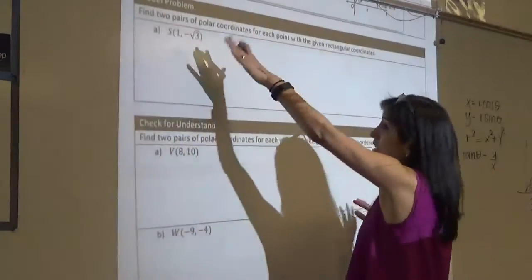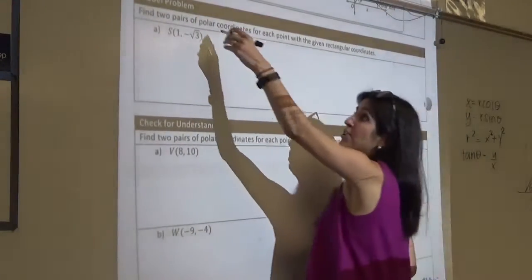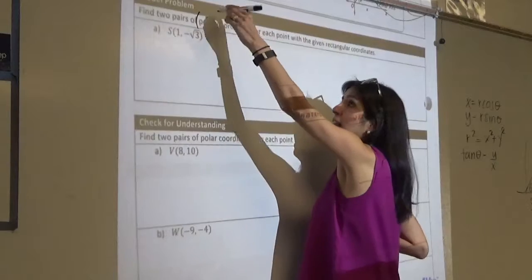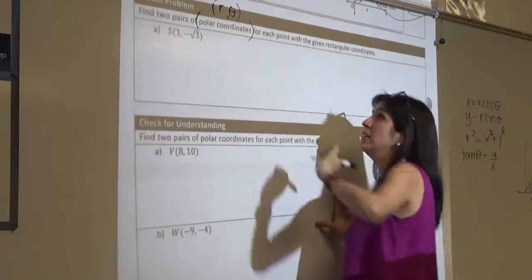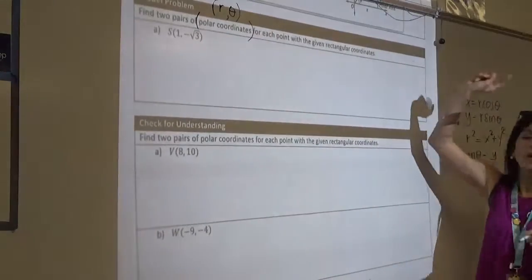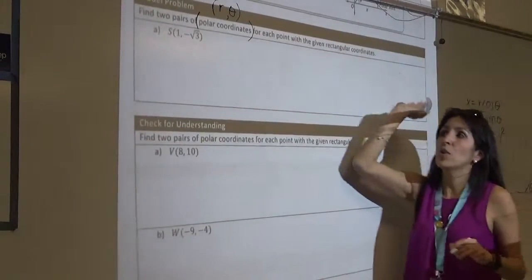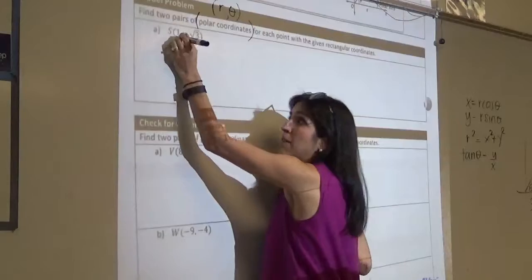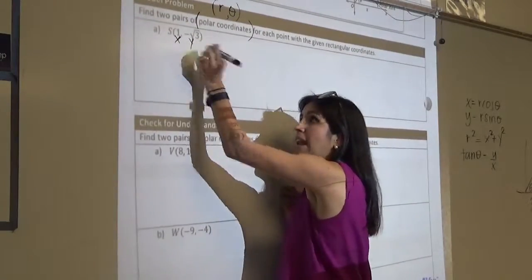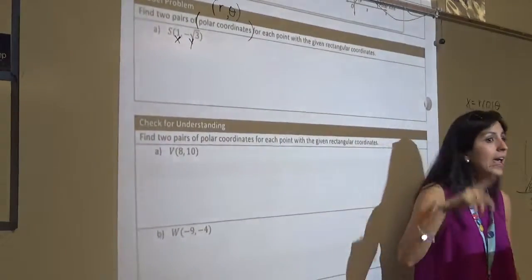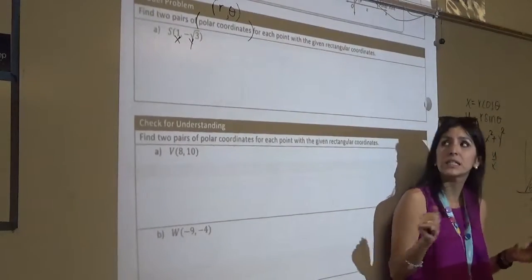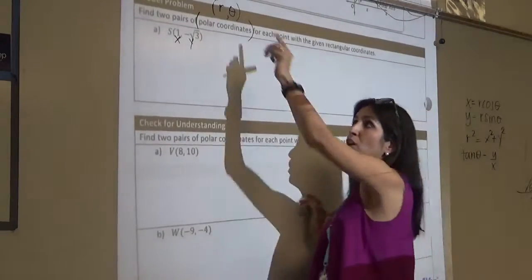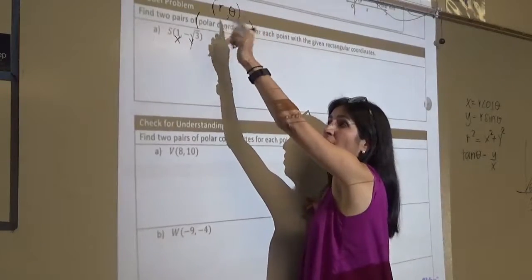So, read the instructions. Find two pairs of polar coordinates. How do we write polar coordinates? (r, theta). For each point with the given rectangular coordinates. So I'm giving you rectangular. That means 1 is an x and negative square root of 3 is a y. Annotating all of that will be helpful so you can figure out which formulas you're going to need. So my goal is to find (r, theta).